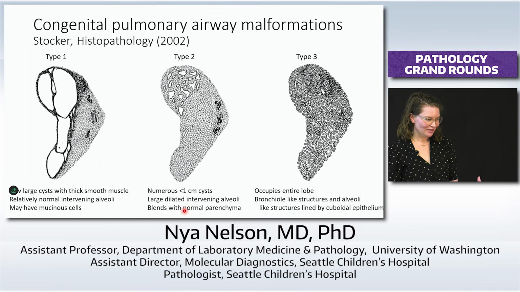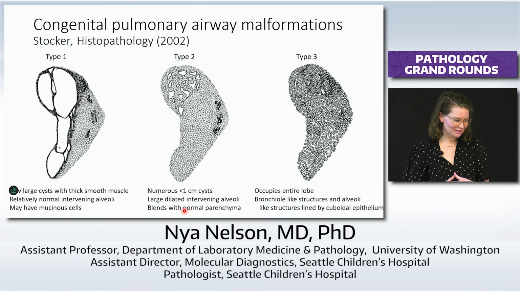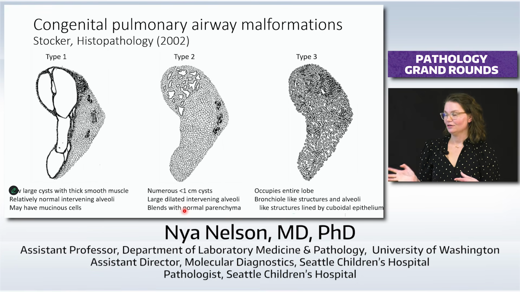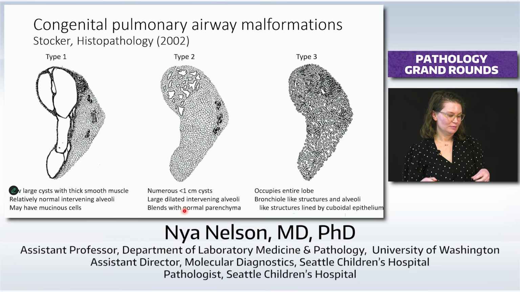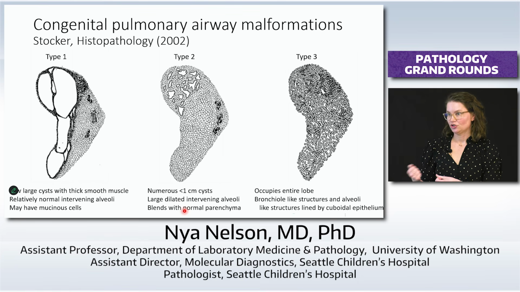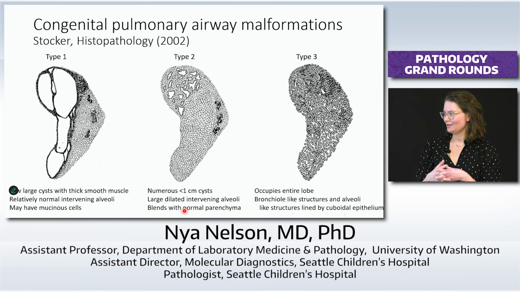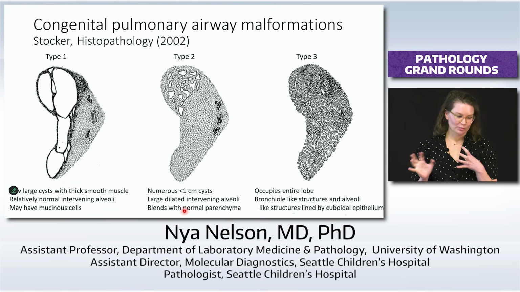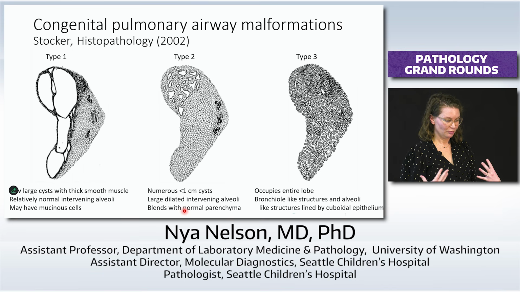There are many different classification systems that have been used for CPAMs, but I think the most widely adopted is the Stocker classification, which includes type 1 CPAMs, which have these very large cystic spaces, type 2 CPAMs, which generally have cysts measuring less than 1 centimeter in size, and type 3 CPAMs, which have a more solid appearance.